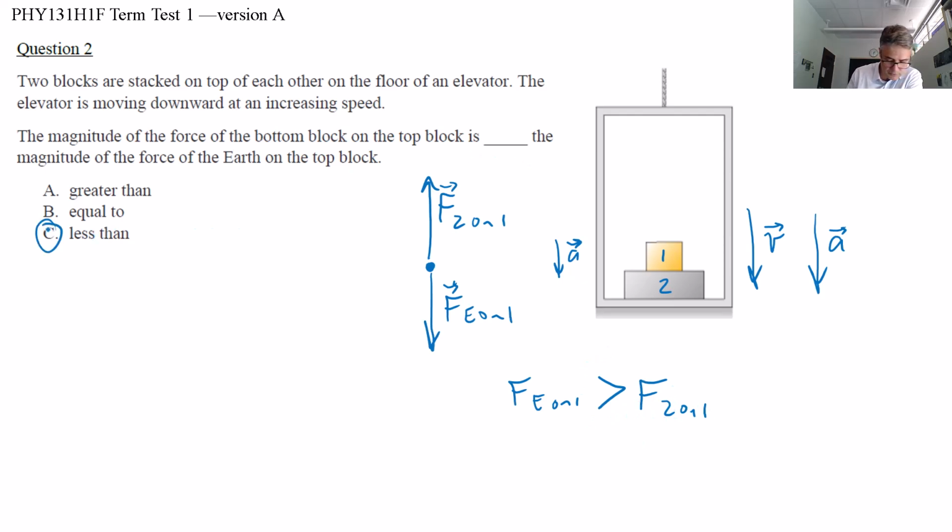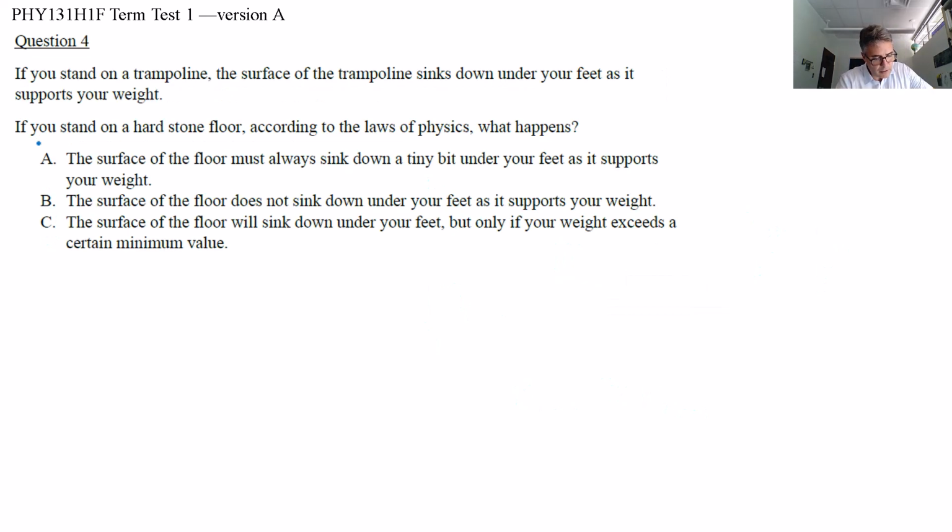So C. If you stand on a trampoline, the surface of the trampoline sinks down under your feet as it supports your weight. If you stand on a hard stone floor, according to the laws of physics, what happens? And so this is all about these self-adjusting forces: normal force, static friction, and tension.